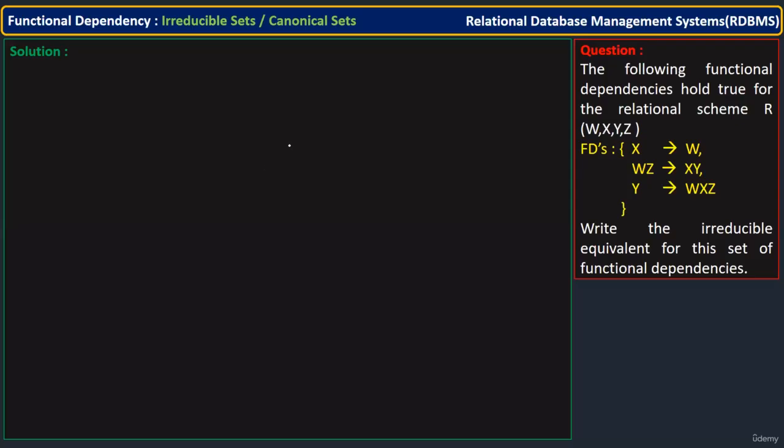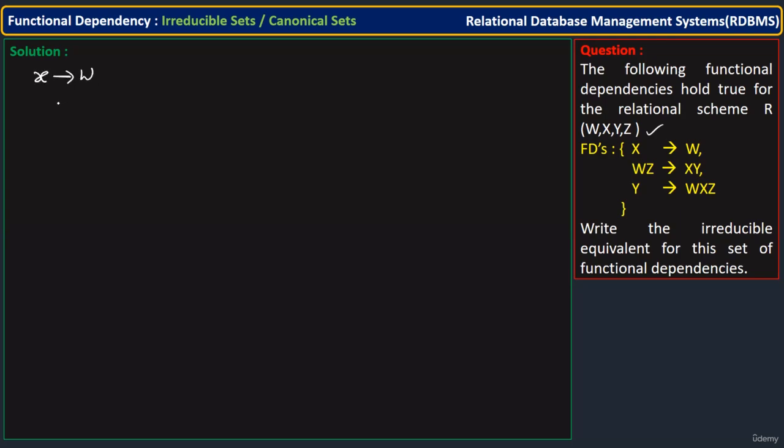Hi. So now let us see another example for the irreducible set. This is the given set of FDs on a table which has W, X, Y, Z attributes. So what is step one? We must have only one attribute on the RHS side. So let us do that first.